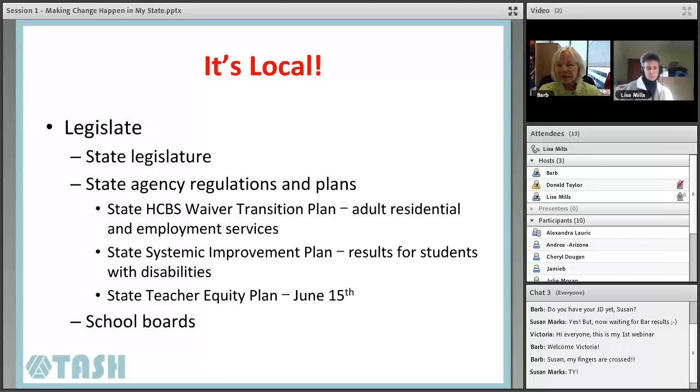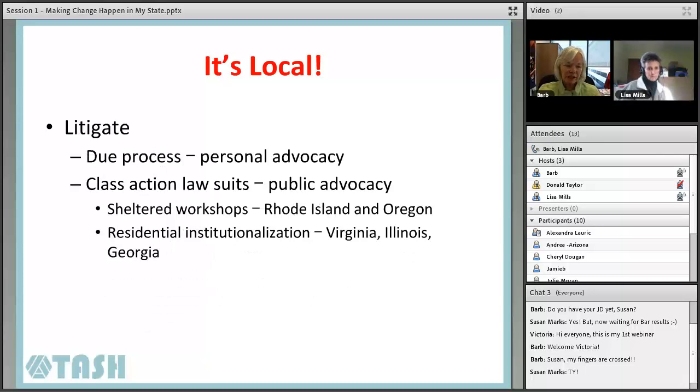And then another example is school boards. I'm sure you know all these things. I just thought it would be useful to show examples of these three strategies.